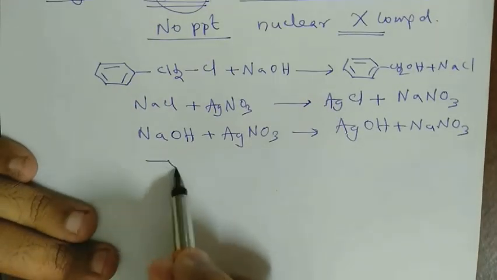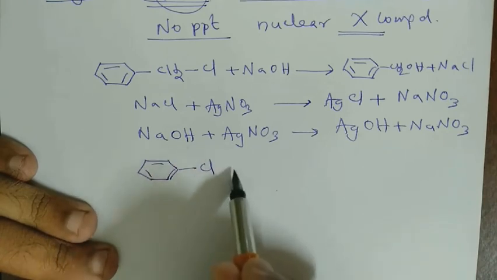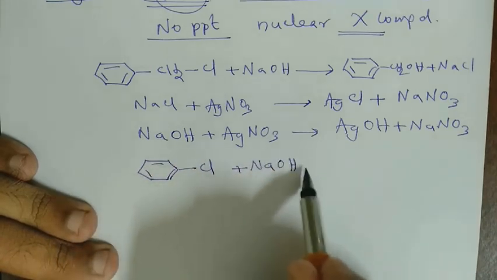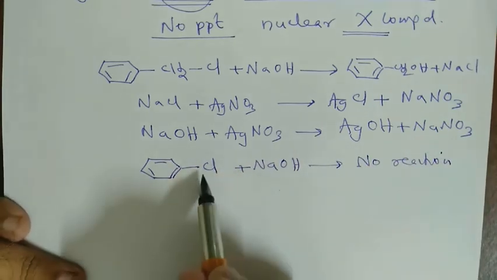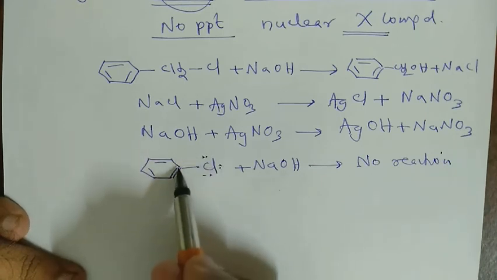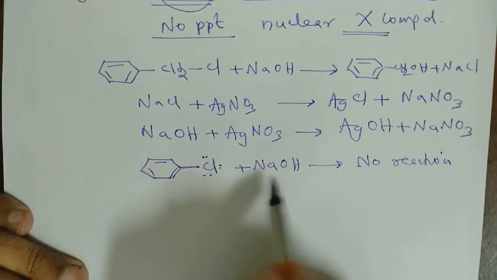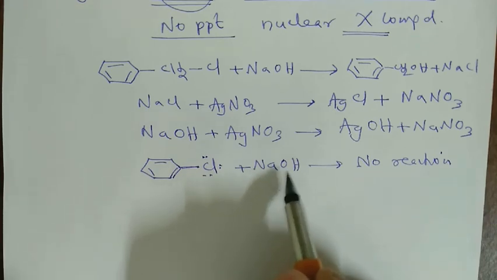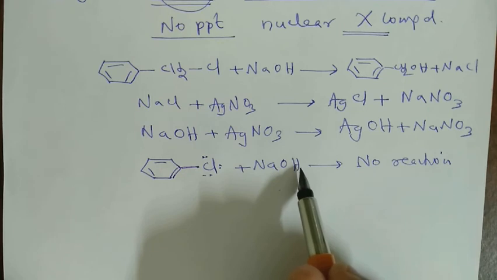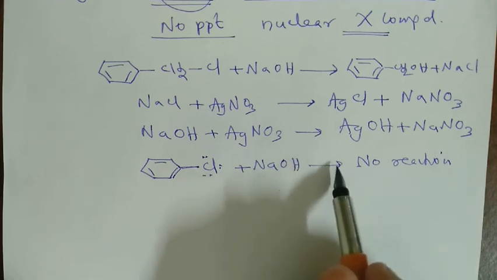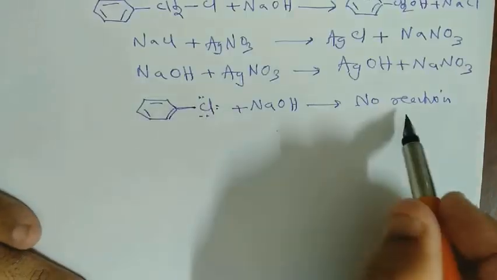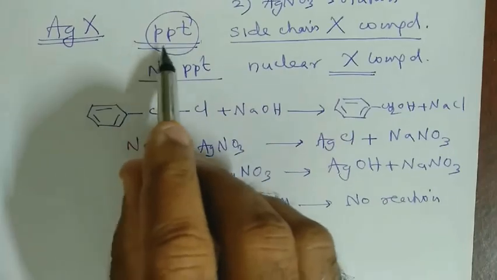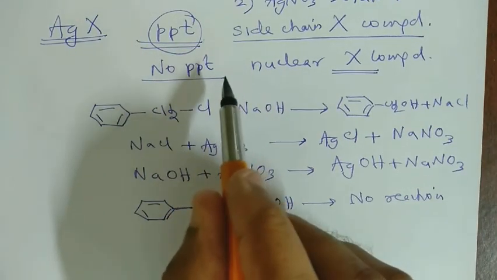In the case of nuclear halogen compounds like chlorobenzene, the nucleophilic substitution reaction does not take place. We know that due to the partial double bond character of the carbon-chlorine bond in chlorobenzene, it reacts with NaOH only under conditions of high temperature and high pressure. Therefore, on heating with dilute NaOH for 15 minutes, there will be no reaction, and hence no precipitate is obtained in this test.